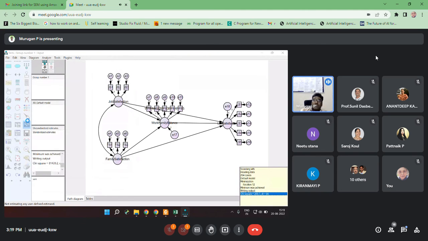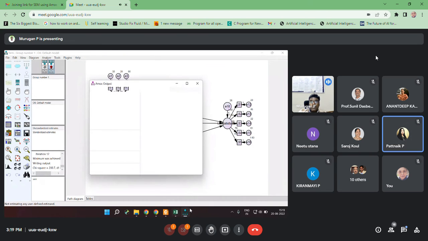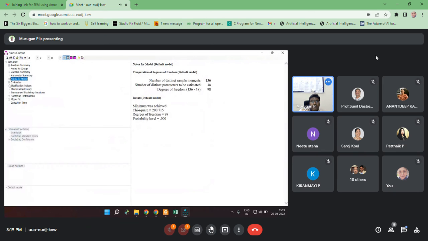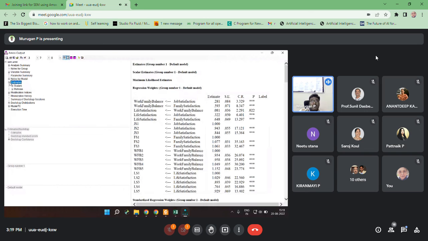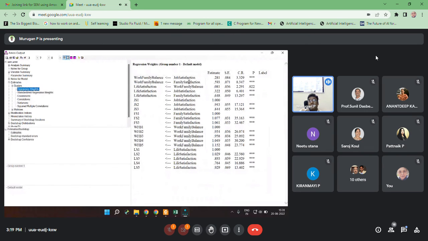Now what I'm doing is I'm trying to test my mediation hypothesis with the help of the bootstrapping approach. Are you getting the point? So now I got the output. If you go and look at the output, here you go to estimates, scalars, regression weights. Here you get the direct relationship output.